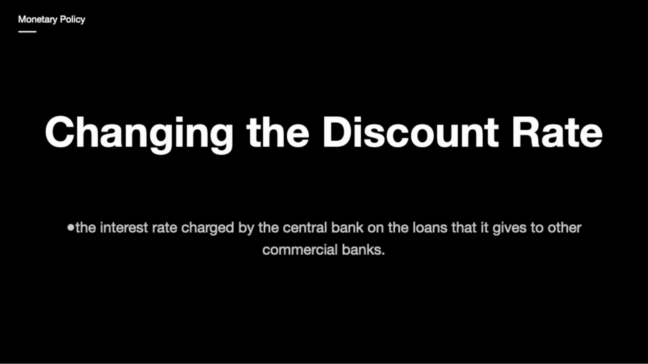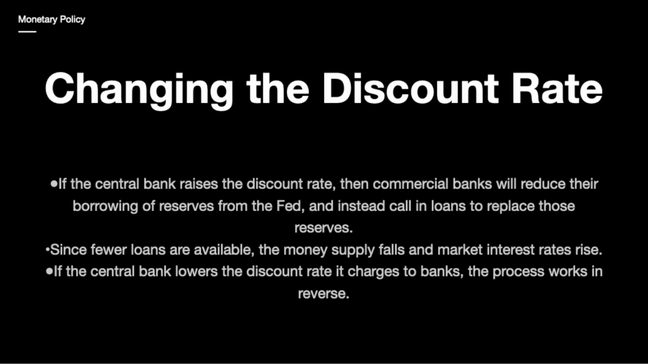Changing the discount rate. The third traditional method for conducting monetary policy is to lower or raise the discount rate. The discount rate is the interest rate charged by the central bank on loans that it gives to commercial banks. If the central bank raises the discount rate, then commercial banks will reduce their borrowing of reserves from the Fed and instead call in loans to replace those reserves. Since fewer loans are available, the money supply falls and market interest rates rise. If the central bank lowers the discount rate it charges to banks, the process works in reverse.